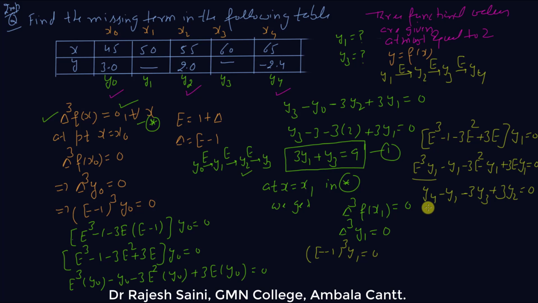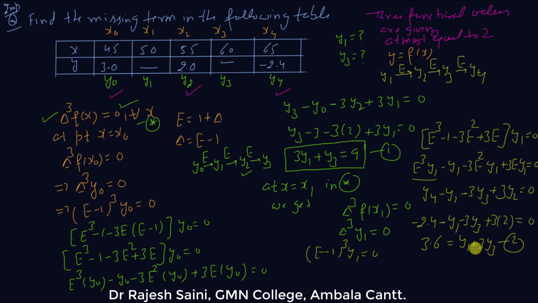Now use the values: y4 is minus 2.4, y1 is to be determined, y3 is to be determined, y2 is 2. So 6 minus 2.4, these will go over there, it will be 3.6 is equal to y1 plus 3 y3. So this is equation number 2.